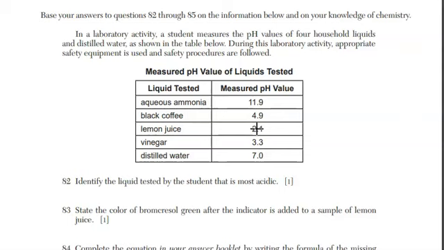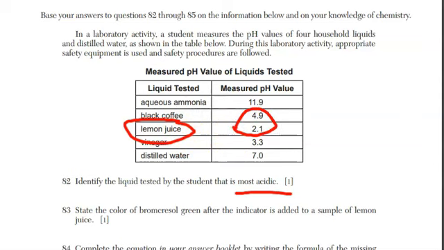For question 82, identify the liquid tested by the student that is most acidic. Well, when it comes to pH, most of you already know that the lower the pH, the more acidic. And we've got to just make sure that we're dealing with liquids here. These are all liquids, so we're looking for the lowest, and that would be our lemon juice. For 83, it says state the color of bromcresol green after the indicator is added to a sample of lemon juice. The 2.1 for the pH is going to be critical.